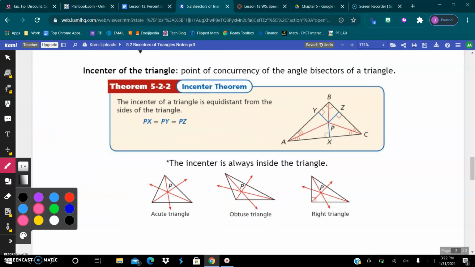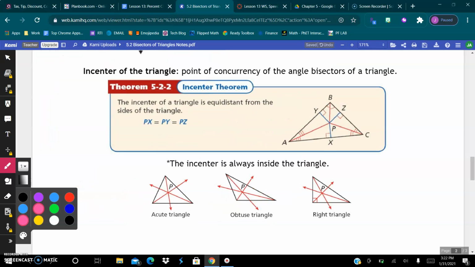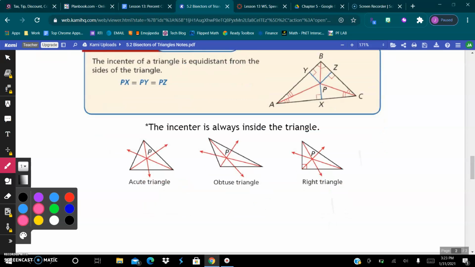All right, the incenter of a triangle is the point of concurrency of the angle bisectors of a triangle. The incenter theorem says that the incenter of a triangle is equidistant from the sides of the triangle. So now we're talking about those 3 blue lines that you can see in the picture, that those are all the same length to the center point P.